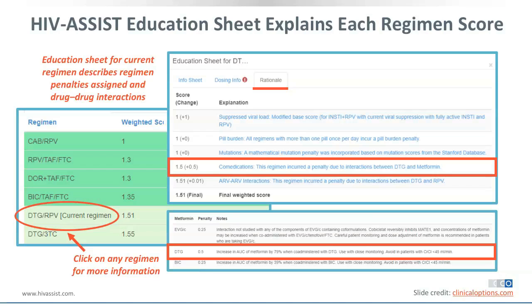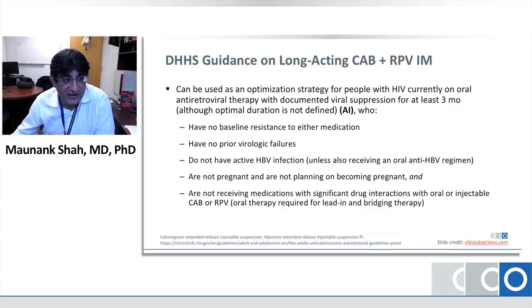And in this way, regimens with fewer drug interactions will bubble up towards the top of the output that is provided by the tool. But let's shift gears and take a closer look at one of the other regimens that is also recommended in this particular instance, and that's the regimen of cabotegravir and rilpivirine, which is at the top of this list.